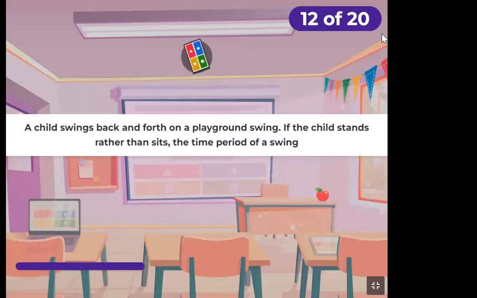A child swings back and forth on a playground swing. If he stands rather than sits, what happens to the time period?